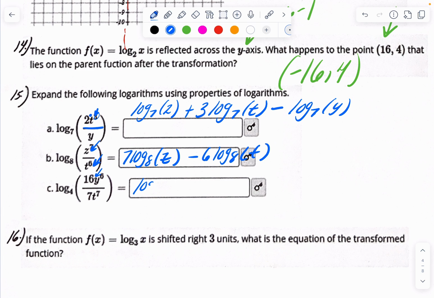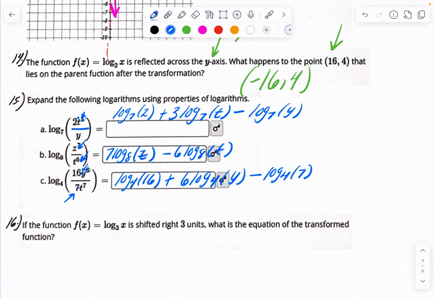This would be log base 4 of 16. Then it's a times sign, so plus 6 log base 4 of y. Why did I put the 6 in front? That's what we do with exponents. Then a minus sign because these are on bottom. Log base 4 of 7. Then it's still, even though it's a times sign, because it's on bottom, it gets a subtraction sign.